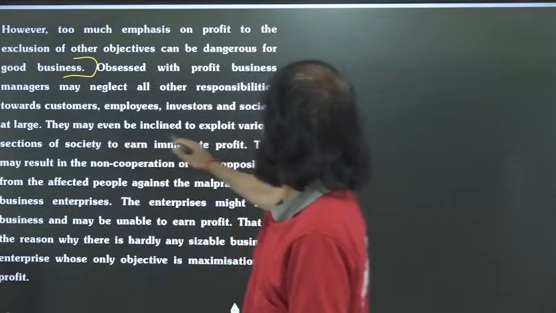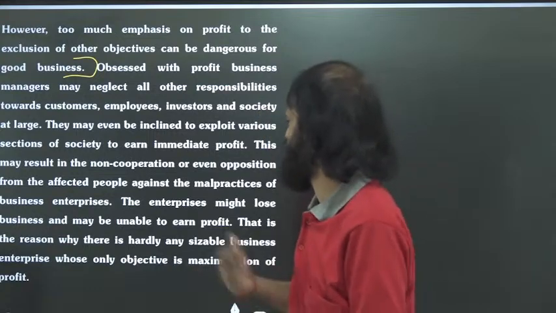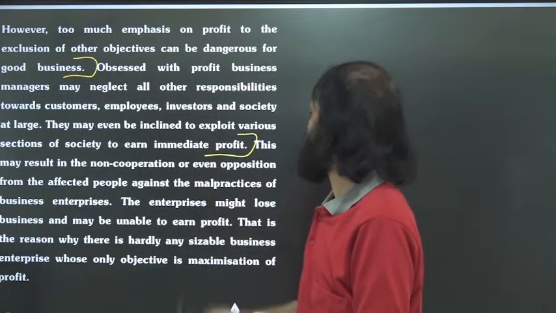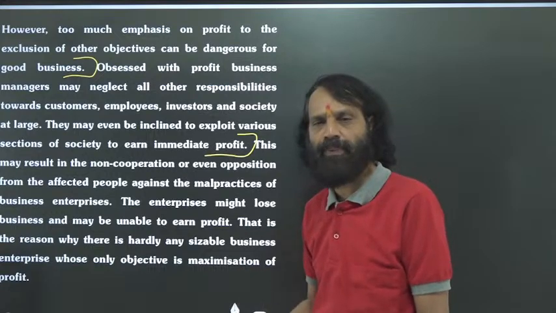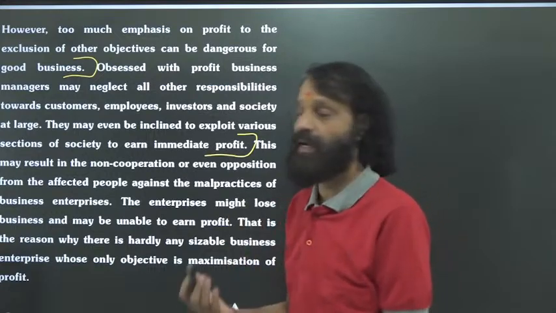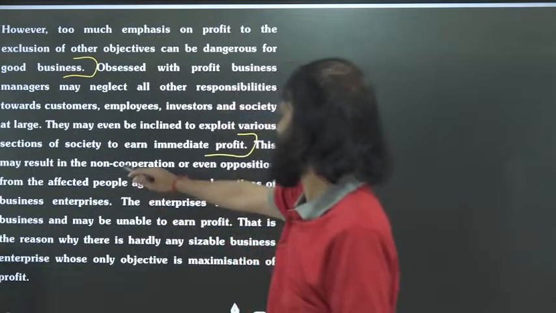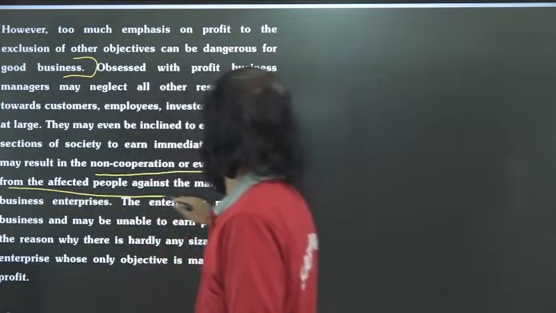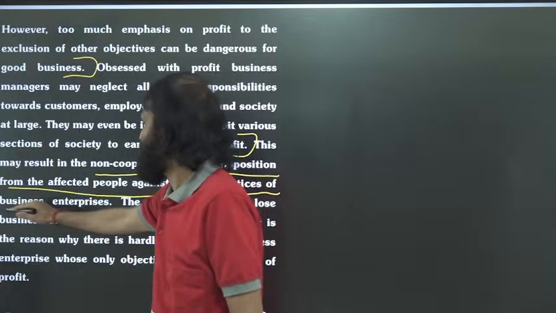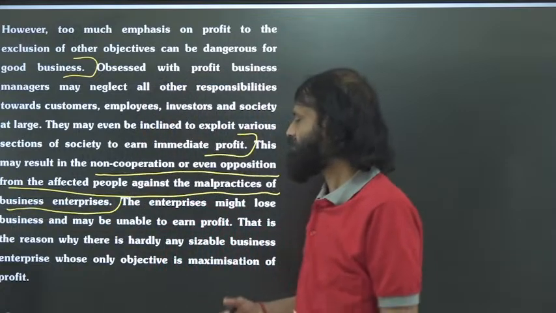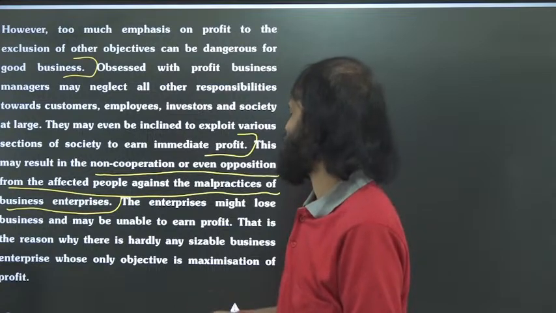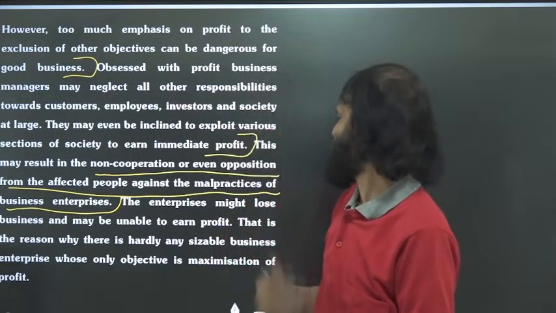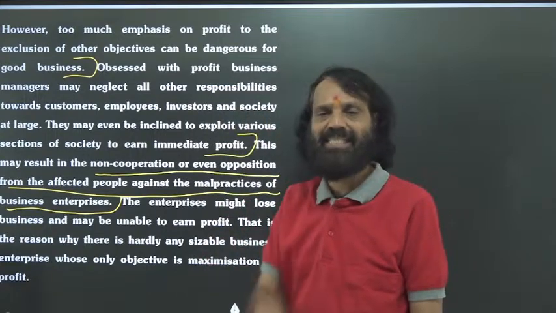They may even be inclined to exploit various sections of society to earn immediate profit. Some business houses focus more on exploiting society and its people in order to create more profit. Actually, that is not good. This may result in non-cooperation or even opposition from the affected people against the malpractices of business enterprises. When people lose trust in business enterprises, what do they do? They start opposing. They may come against the malpractices of the business enterprises.